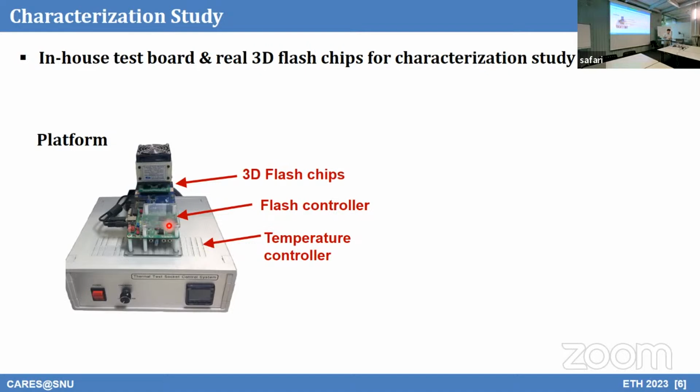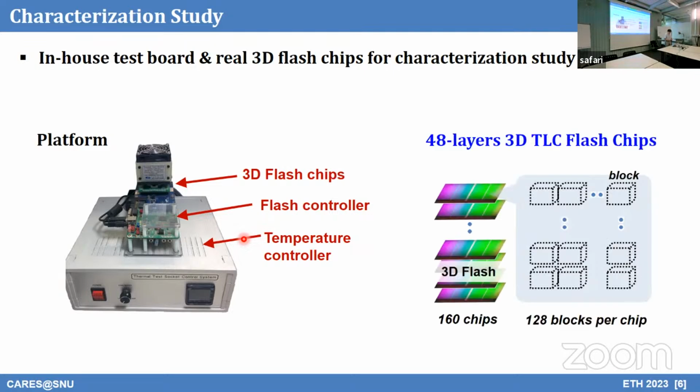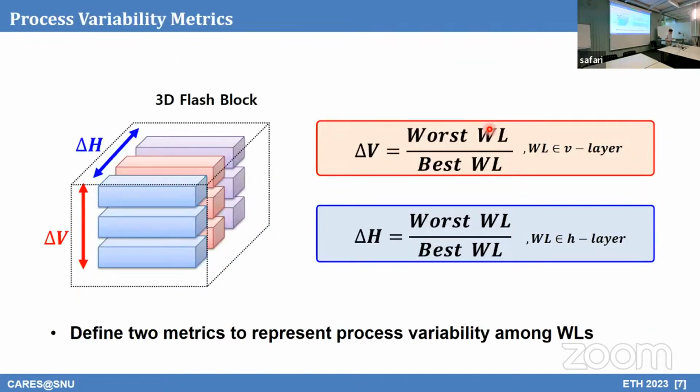So we did a characterization study using an in-house test board and real flash chips, something like this one, commonly used in industry to evaluate reliability characteristics. We used 48-layer 3D flash chips, the early version of 3D flash memory. We used 160 chips, and out of the 160 chips, we randomly picked 128 blocks per chip. This is also a standard procedure for evaluating flash memory characteristics. Through this characterization study, we observed process variability.